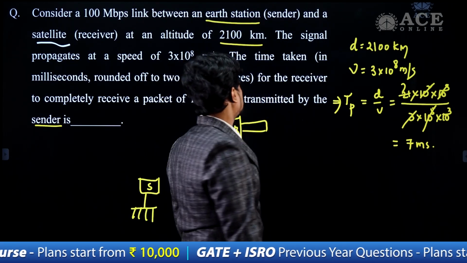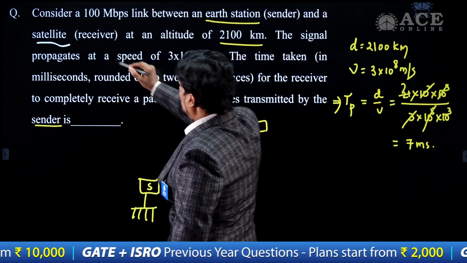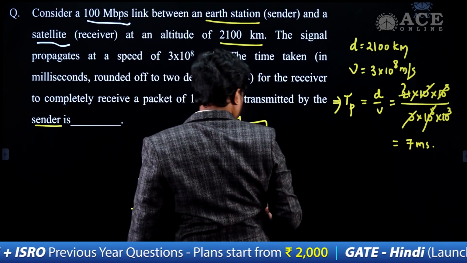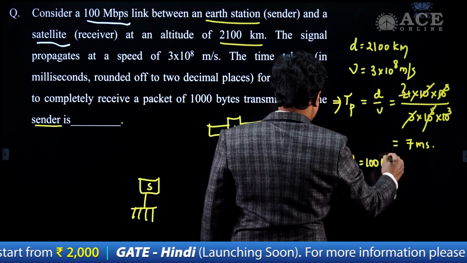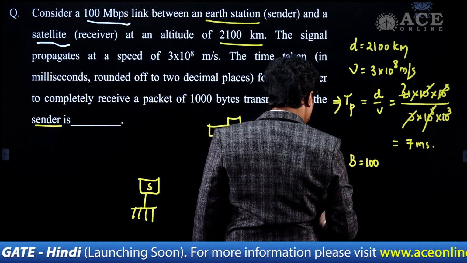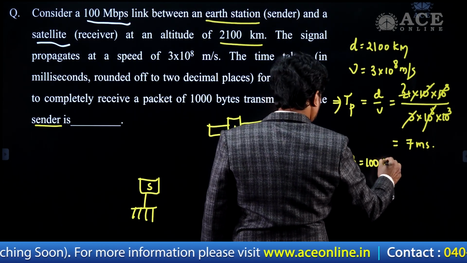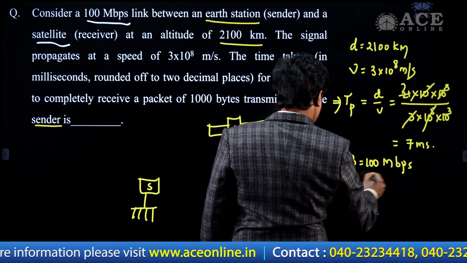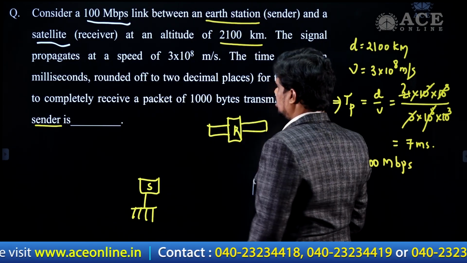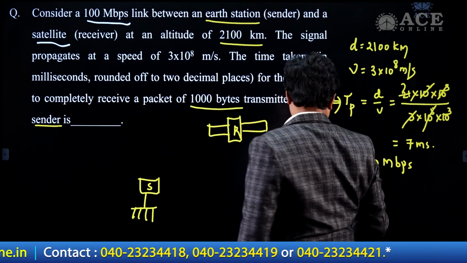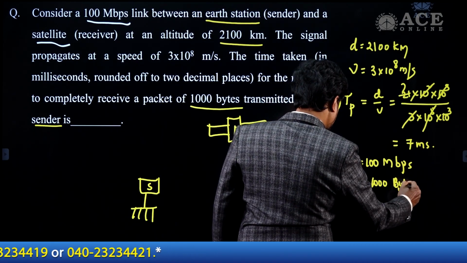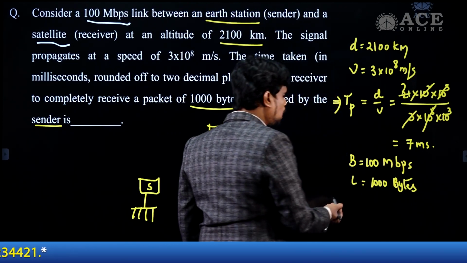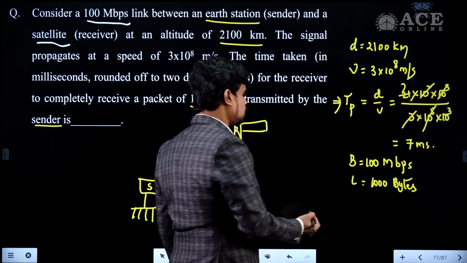Okay. Next. Bandwidth is given as 100 Mbps. So what is the bandwidth here? The bandwidth is given as 100 Mbps. And it is saying the packet size. What is the packet size here? 1000 bytes. So when L and B are ready, we can calculate the Tx.